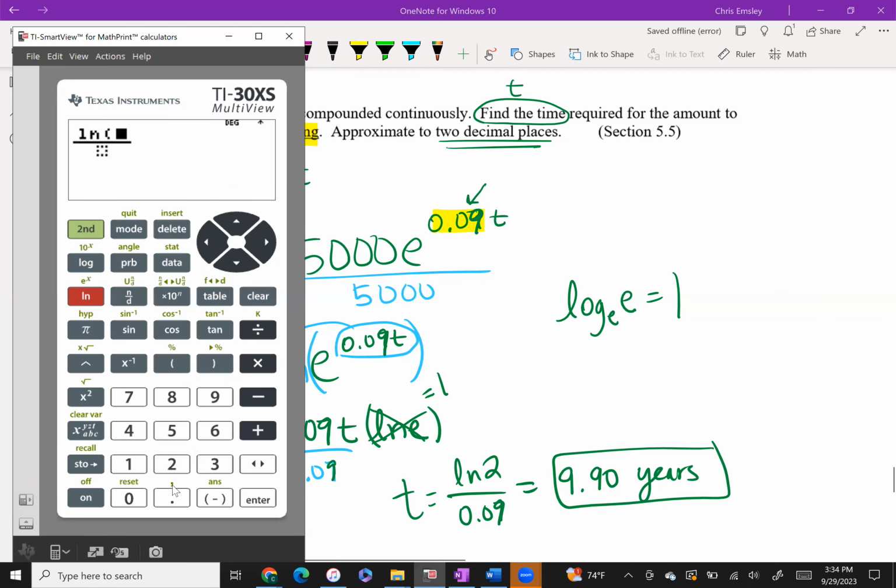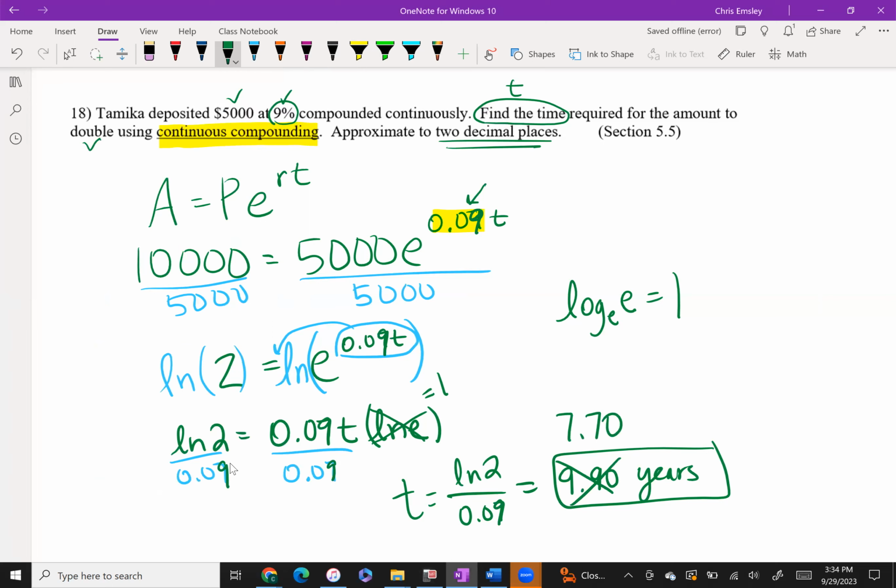So natural log of 2 divided by 0.09, not 7. There we get the answer from the answer key. Sorry about that. Sorry about the confusion. 7.70 years.